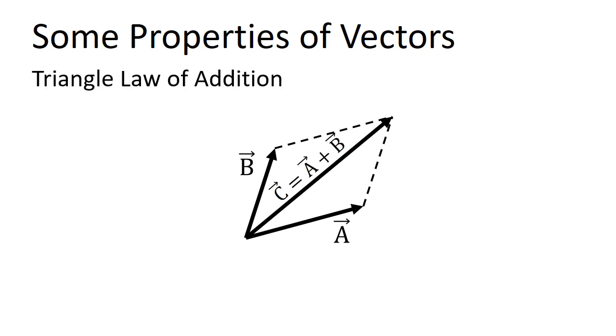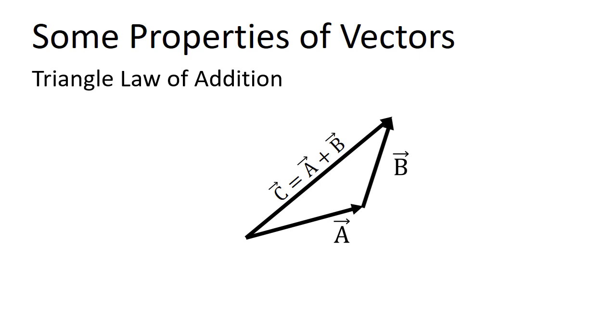In the triangle law, the tail of vector B is placed at the tip of vector A and vector C is the vector that completes the triangle, drawn from the tail of vector A to the tip of vector B. We get the same result if the tail of vector A is placed at the tip of vector B and vector C is drawn from the tail of vector B to the tip of vector A.